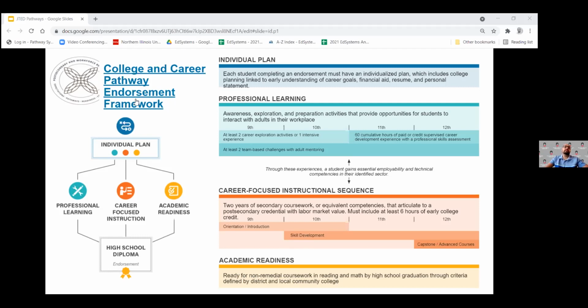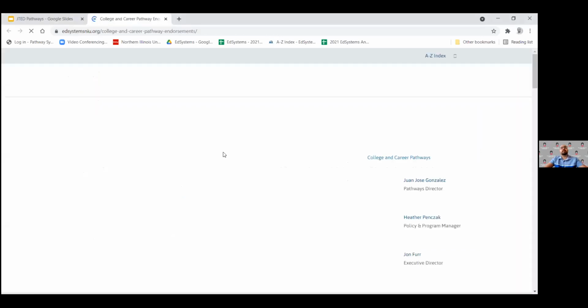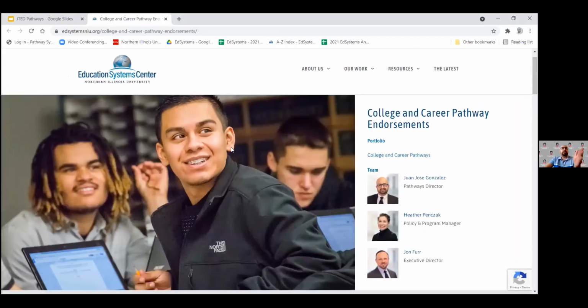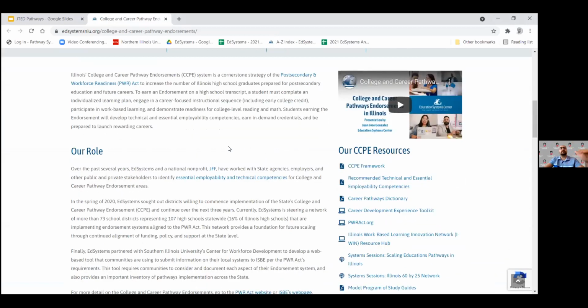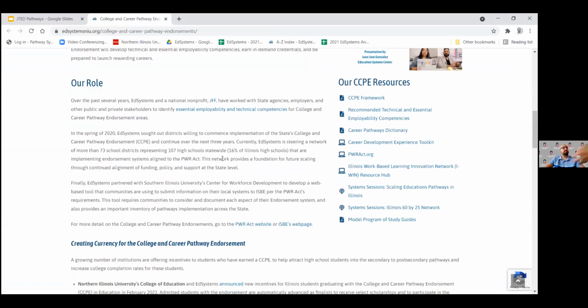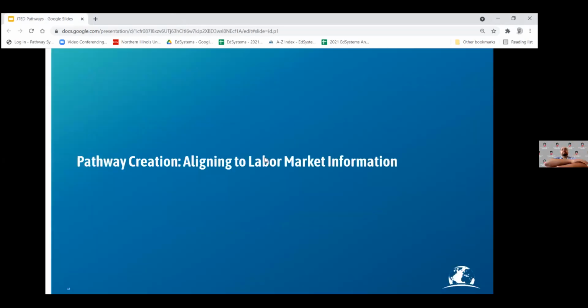So for those of you in the high school space, I encourage you to take this slide deck, click on this framework here on this page and learn more about that opportunity at our webpage, where we have a much deeper dive on resources for high school students to earn a college and career pathway endorsement.